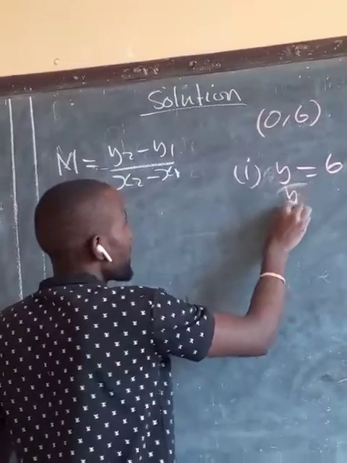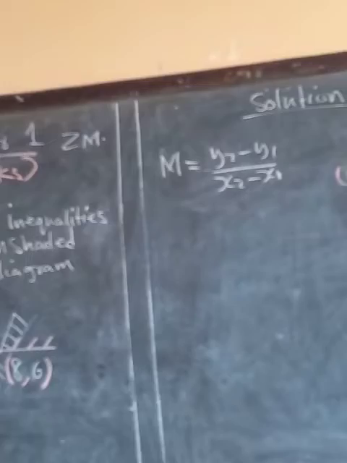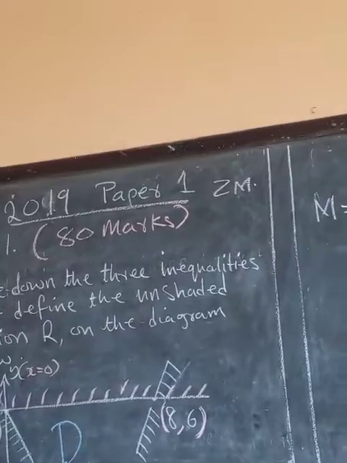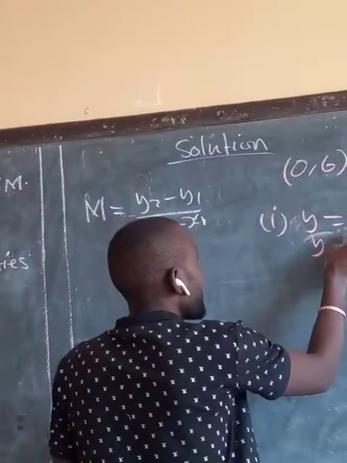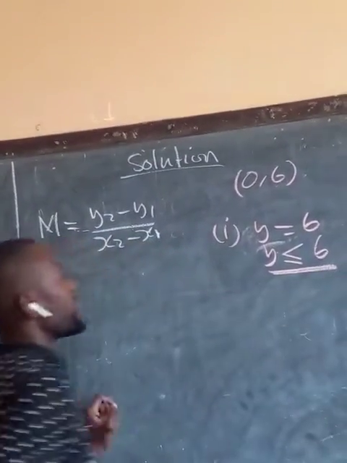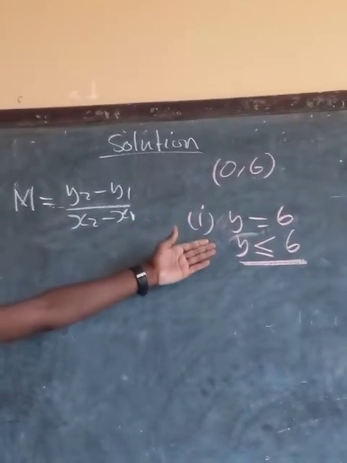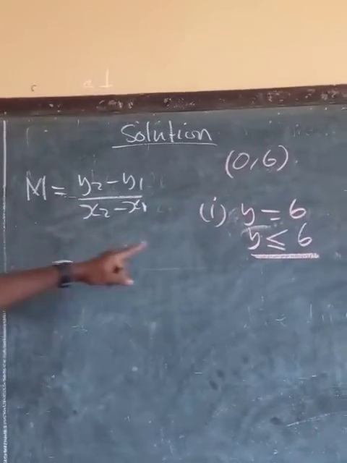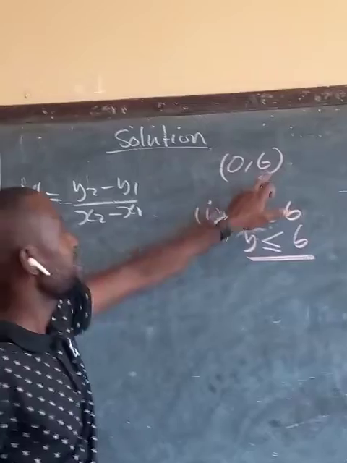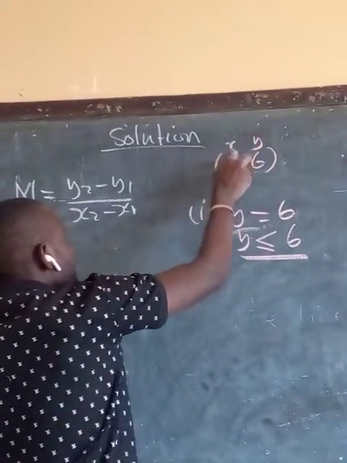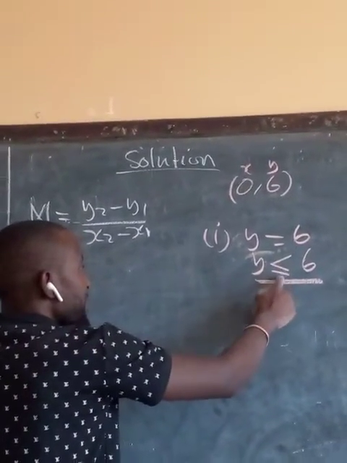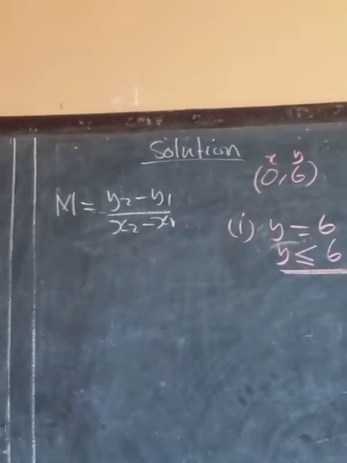Now, when y is equal to 6, I know the symbol there is not an equal sign, because they have shaded the greater side, leaving the less side, and the line is a solid line. So the symbol that is going to be there is less than or equal to 6. This is my first inequality, which you find without using the gradient formula, because here there is only one coordinate, which is 0, 6, and we are interested in the y value, not the x, because x is 0. So we are interested in y, which is y is equal to 6. The inequality will be y is less than or equal to 6. We are done with the first inequality.